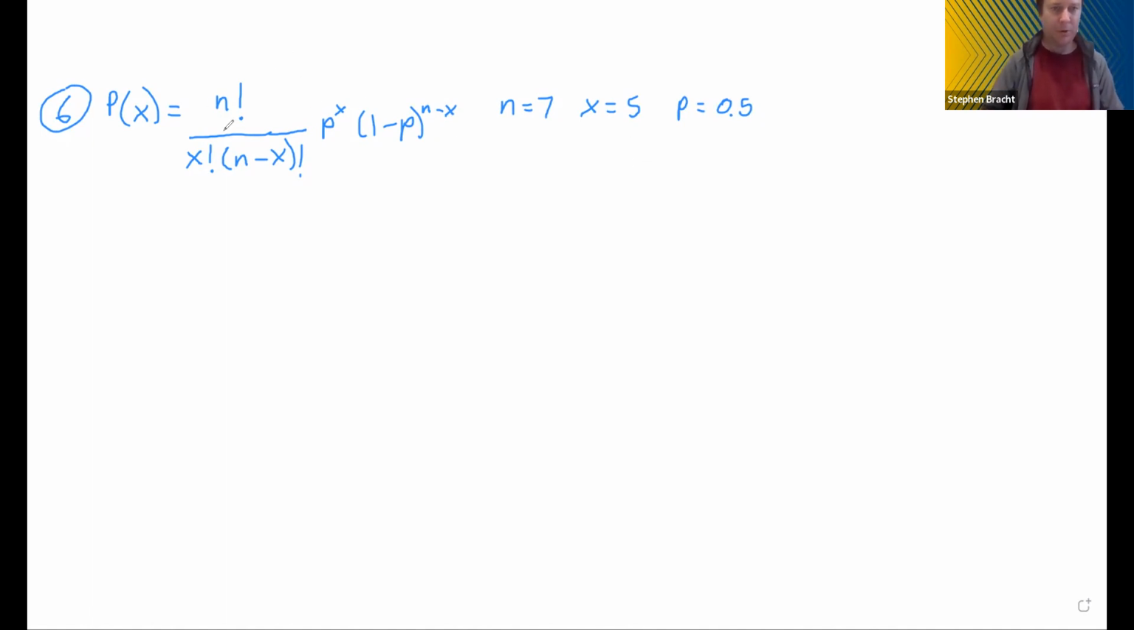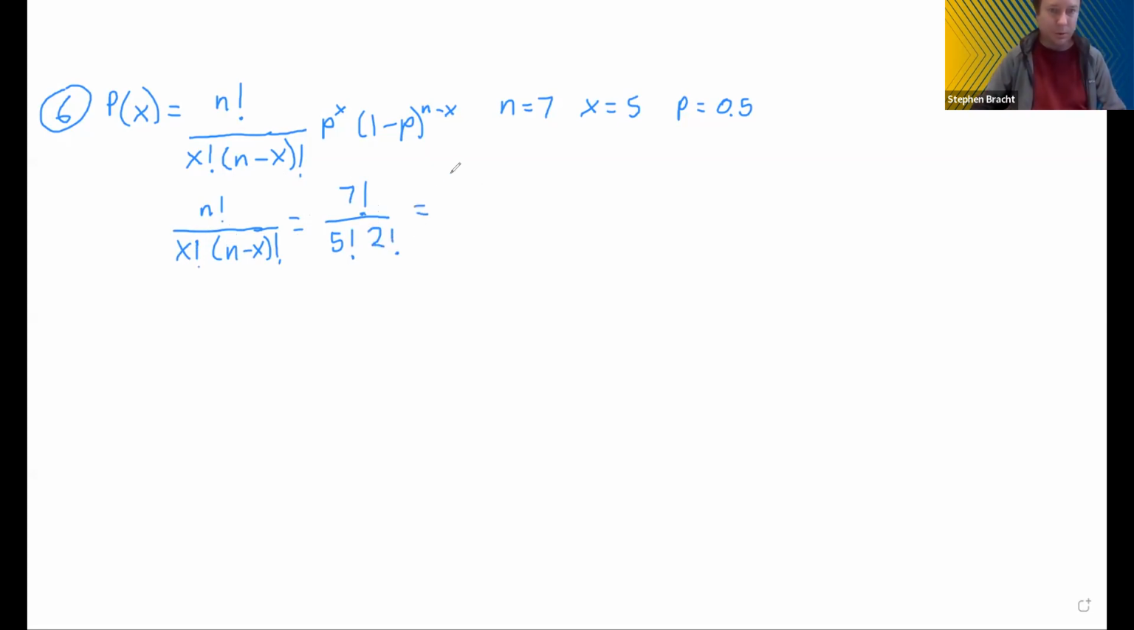So first of all, I'm going to just take this portion of the formula that has the factorials, which is really the combinations formula, and work that out. So if I just have n factorial divided by x factorial times n minus x factorial, this is equal to 7 factorial divided by 5 factorial, and 7 minus 5 is 2 factorial.